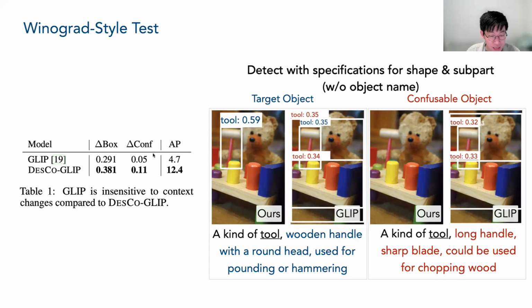We calculate, between two predictions for two confusable queries, how much the model prediction changes. We calculate how much the box prediction, the coordinates, changes, and also how much the confidence changes. You can see that for GLIP the prediction is almost the same for the two queries, so it doesn't actually base its prediction on the context. But our model performs much better under this very challenging test.